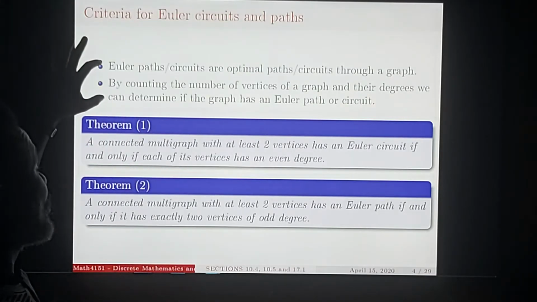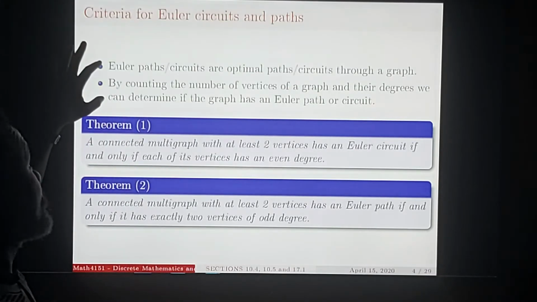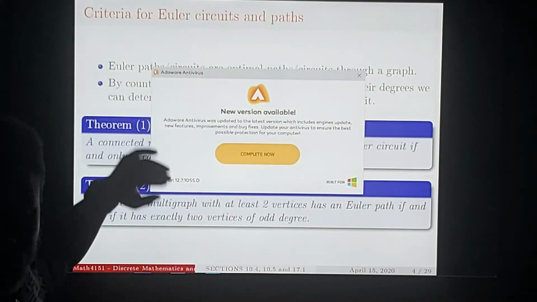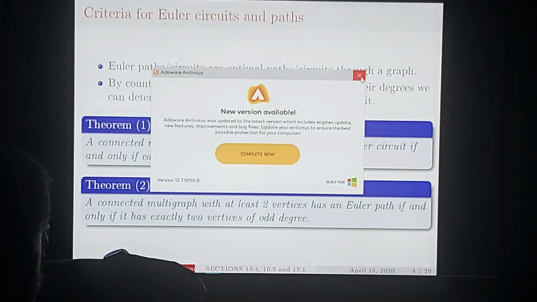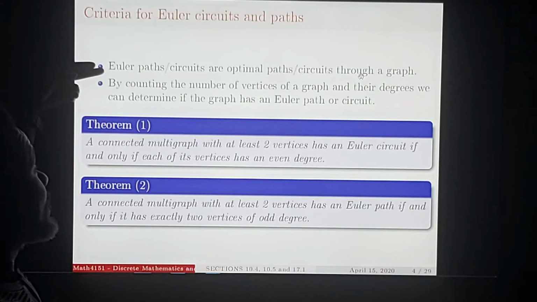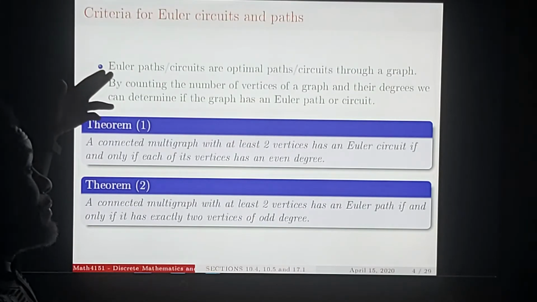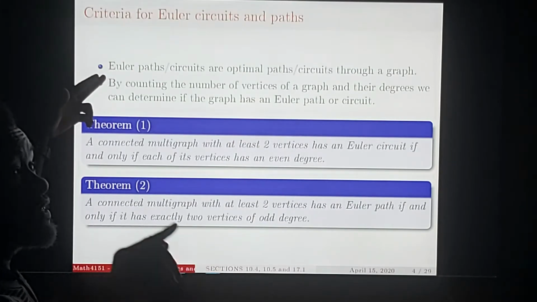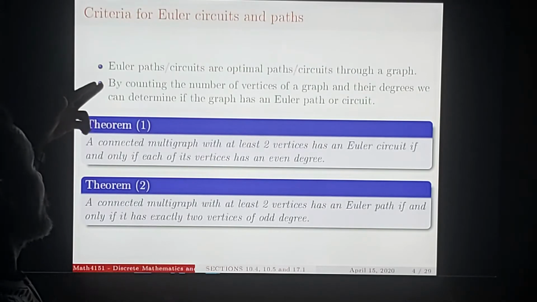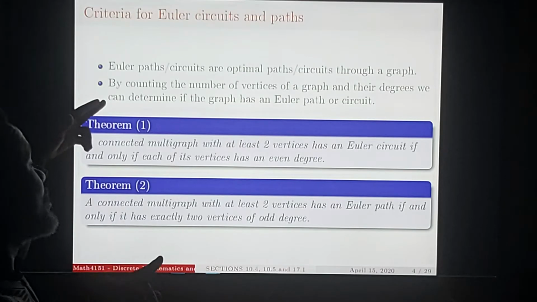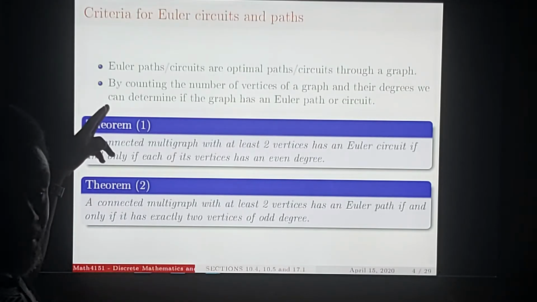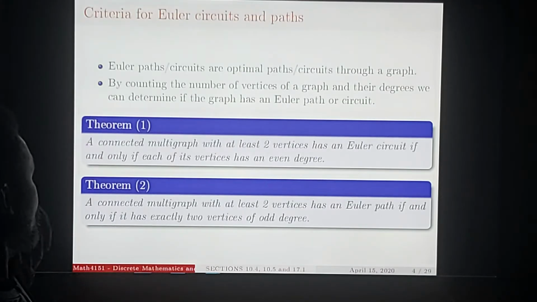But before we go there, this is more like a remark, just a summary for you to remember. Euler paths or circuits are optimal paths. Optimal means that they pass through the edges exactly once, no repetition. And by counting the number of vertices of a graph and their degrees, we can determine if the graph has an Euler path or an Euler circuit. So, we have two theorems here.